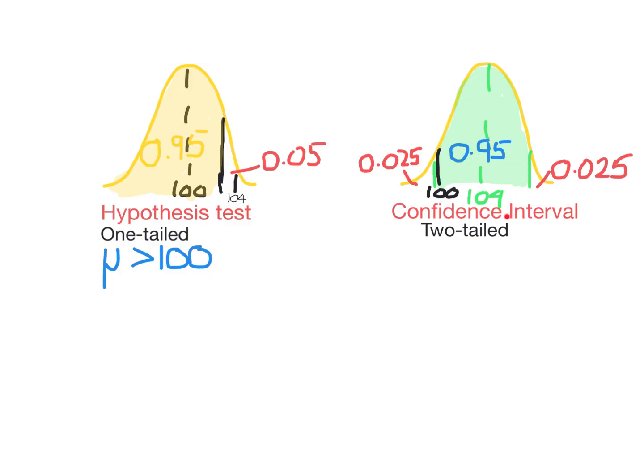On the other hand, confidence intervals are always two-tailed. So if we pick alpha at 0.05, we split that area at the top and the bottom. And we found that 100 was just inside this 95% area. In fact, if we had made our alternative hypothesis in the previous slide that mu is just not 100, we would have had a two-tailed test like this.